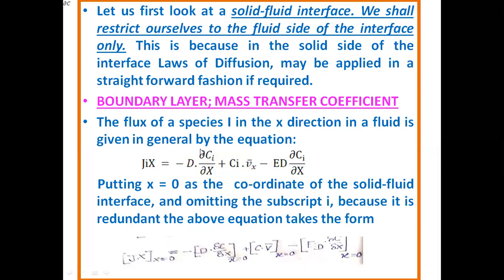Boundary layer mass transfer coefficient. The flux is given in general by the equation J_ix = -D dc_i/dx + c_i v̄_x - ε D dc_i/dx. Putting x equal to 0, that is at the coordinates of the solid-fluid interface, and omitting the subscript i because it is redundant, the above equation takes this form at x equal to 0.